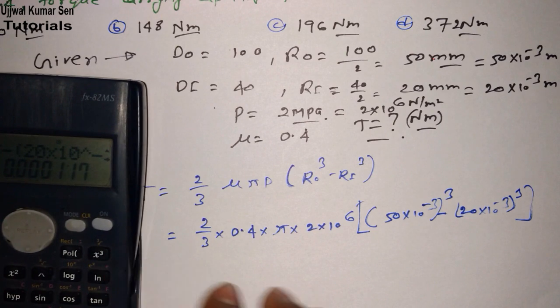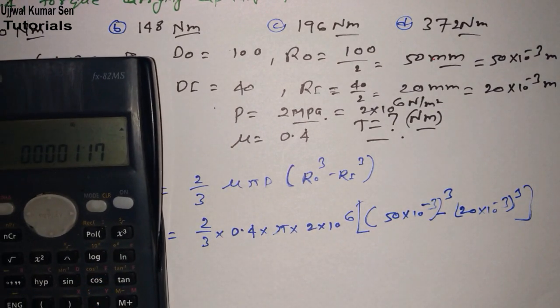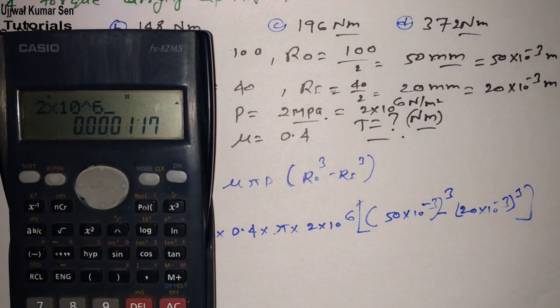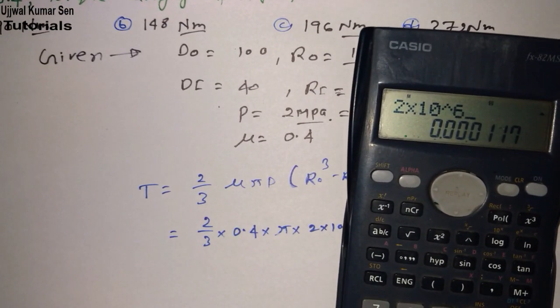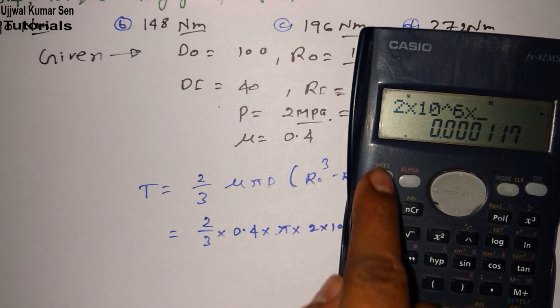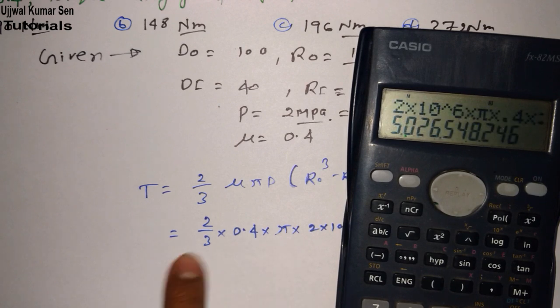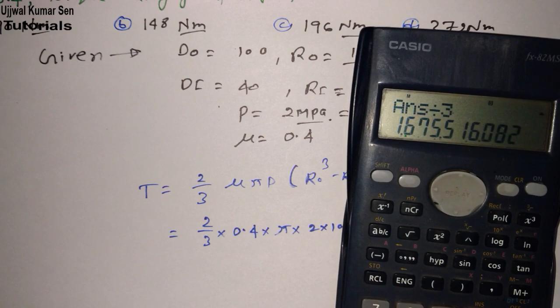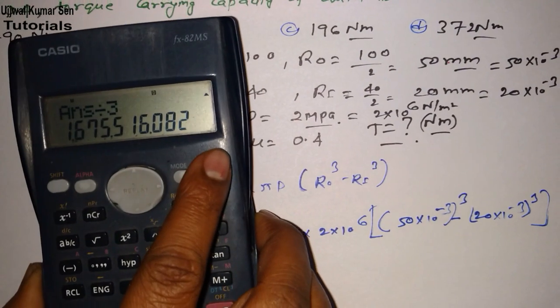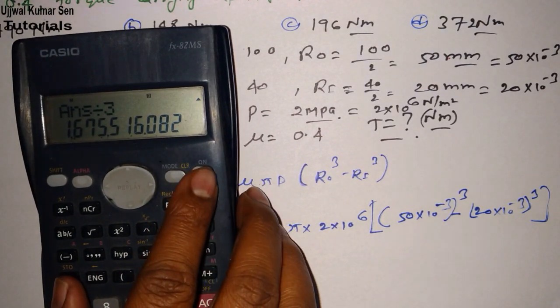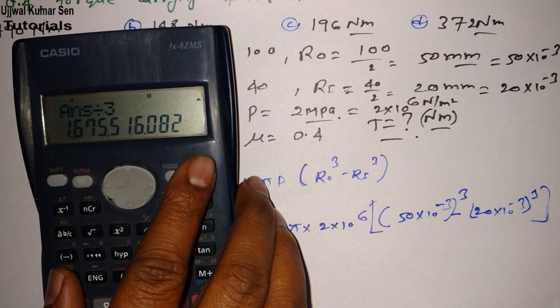We got this value. Okay, now multiply these terms. 2 multiplied by 10 to the power 6. I hope you can see, right? Yeah, 2 multiplied by 10 to the power 6 multiplied by pi multiplied by 0.4 multiplied by 2. Yeah, we have to multiply that 2 also. So we got this value, division 3. So what exactly are we getting? We are getting the value 167, right?